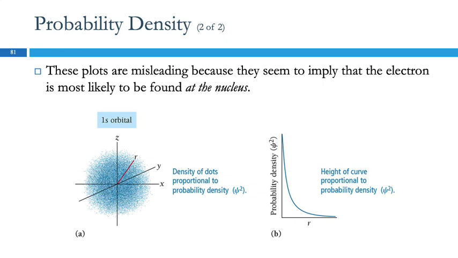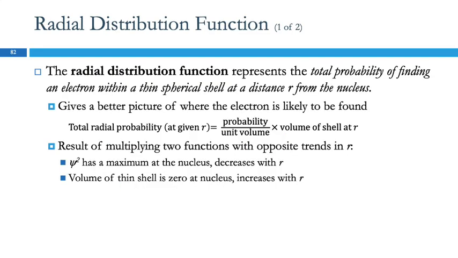The problem with using the probability density is that you end up with the highest probability being at the nucleus, which is one place where the electron cannot be. So they do something different. They use the radial distribution function.